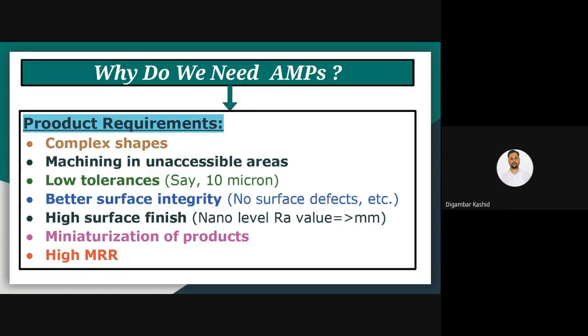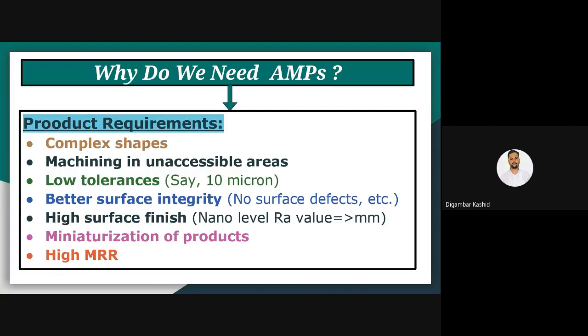Again, the third product requirement will be tolerance. The tolerance requirement may be very small. In many cases, the tolerance requirement is very small, say, for example, up to 10 micron, you have to work on that workpiece. So depending upon the requirement of the component, product requirements are also there.